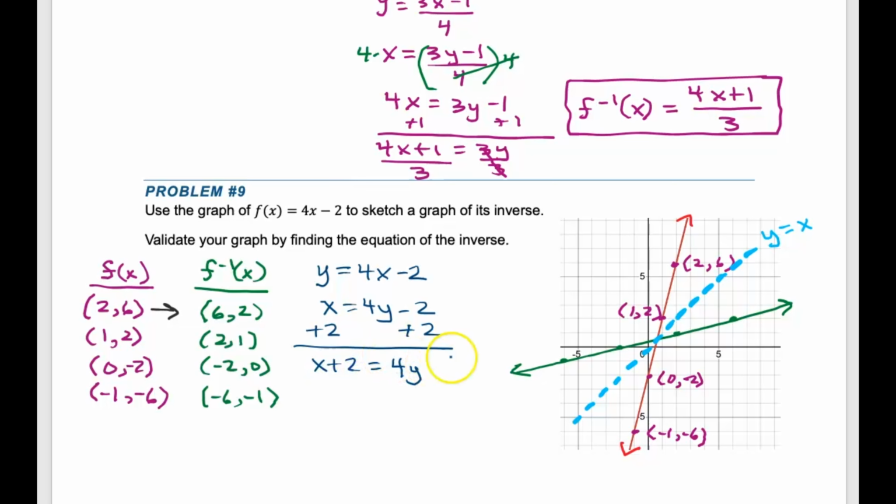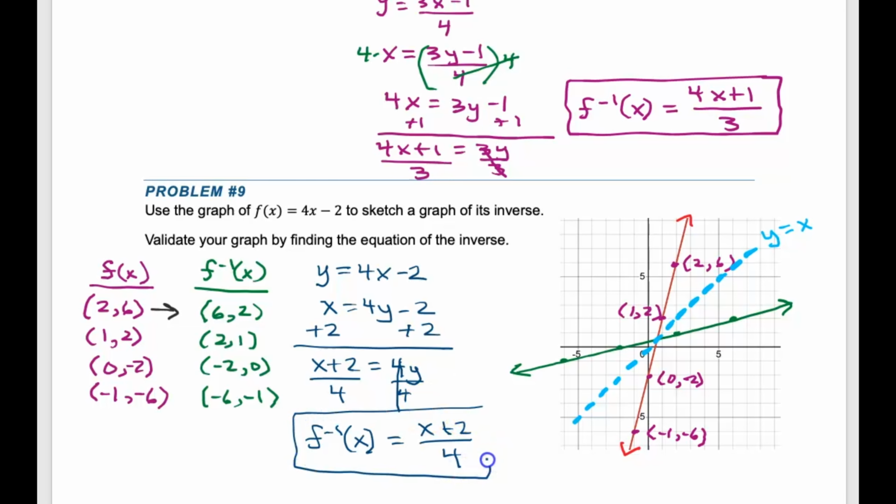And now I need to divide by 4 to isolate that y. And now that I have y by itself, I can rewrite that y as the inverse function notation. So I'd have the inverse of f of x equals x plus 2 all over 4. Hopefully that helps you understand inverse functions, how to find them in these different ways we've talked about.